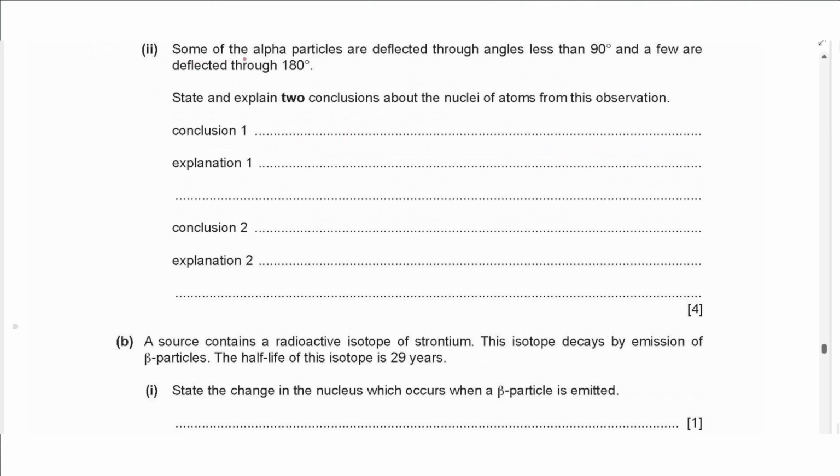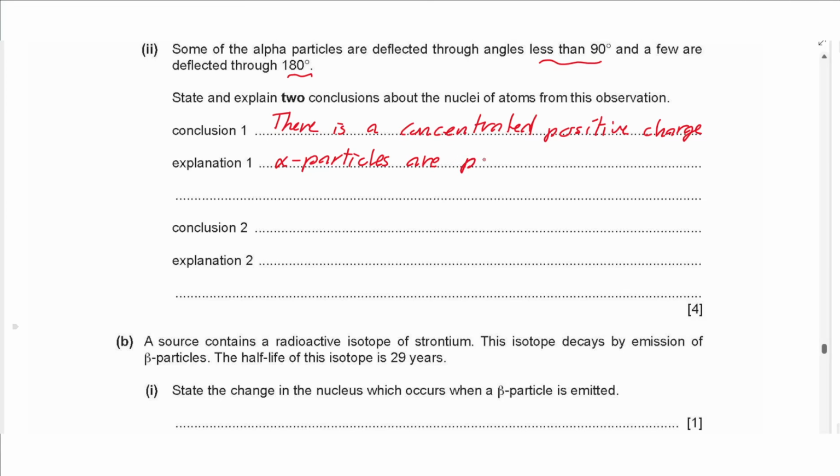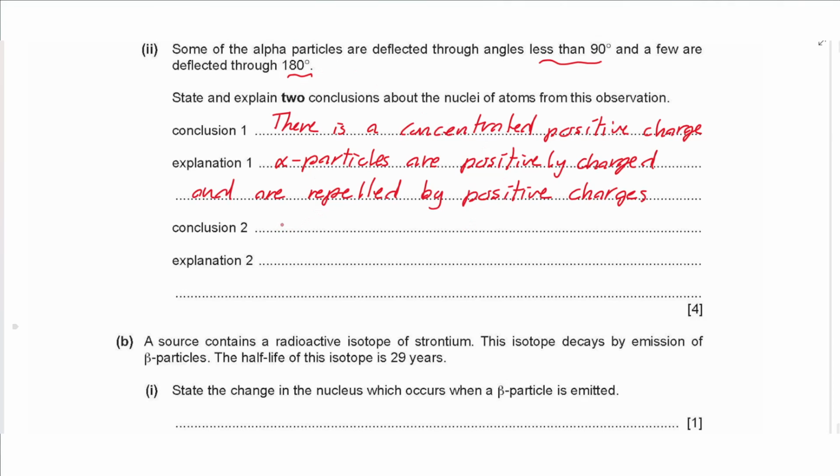Part II says some of the alpha particles are deflected through angles less than 90 degrees and few are deflected through 180 degrees, that's rebounding. State and explain two conclusions about the nuclei of atoms from this observation. So conclusion 1, which was the less than 90, is that there is a concentrated positive charge, and the explanation is that alpha particles are also positively charged and are repelled by positive charges. Like charges repel. As for the 180 or the rebounding, it shows that there is a massive and tiny core, or it has a small volume.